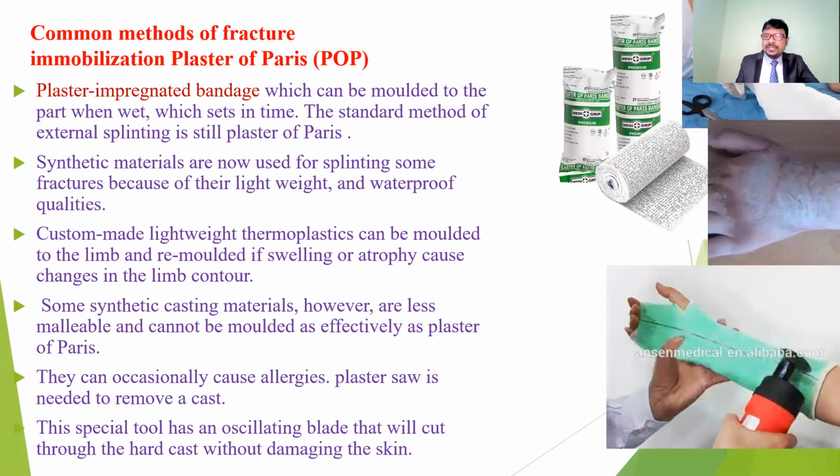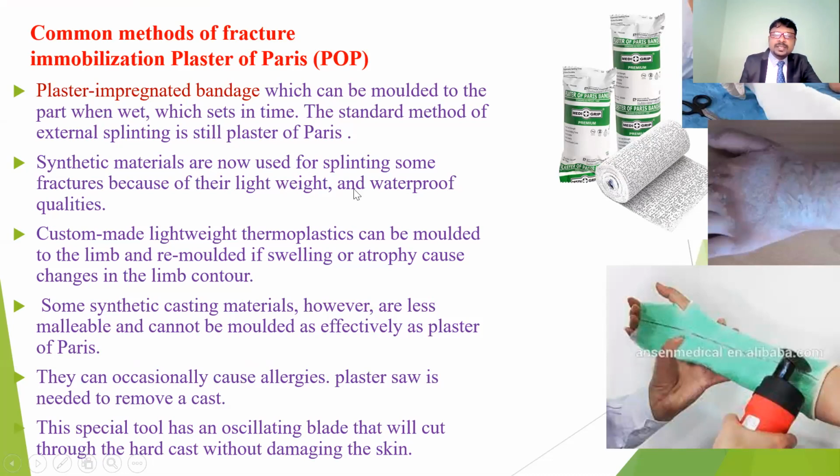So what are the different methods we use for immobilization? The commonest method is the POP application, that is, the plaster of Paris application. Plaster of Paris is an impregnated bandage. If you can see here, this bandage is used for the POP application. It can be molded when it is wet. If you wet it, it can be molded into whatever position we want, whether flexion, extension, or any angulation. We can mold it easily in whichever position we want.